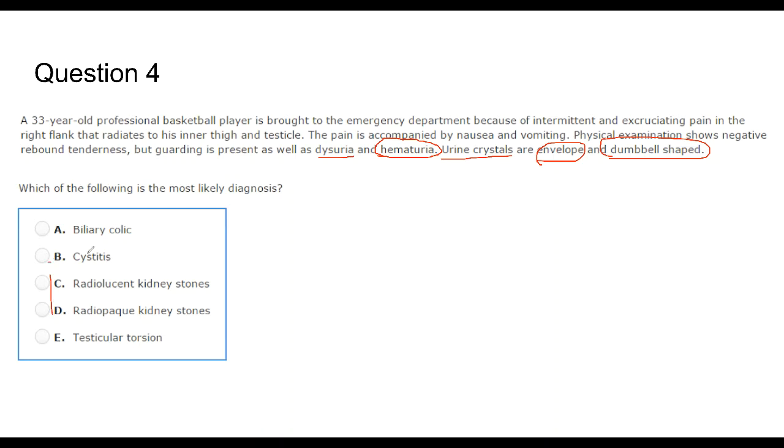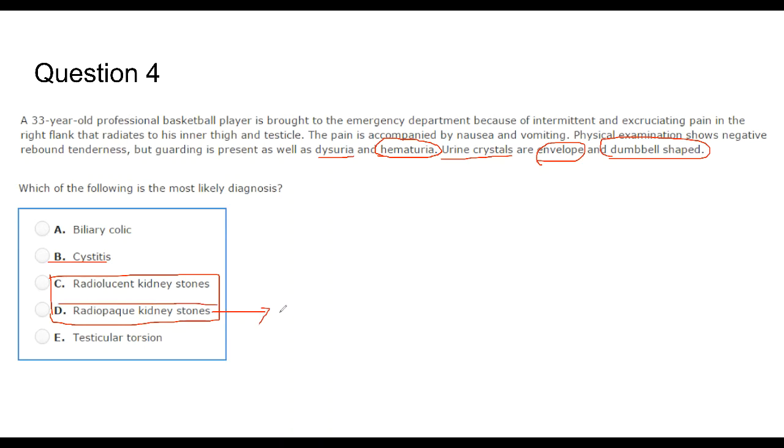All right, let's say in the test you come down to C and D, and you have no idea which one is which. You should pick the most common one. If you have no idea, always go for the most common one. D is more common. What is the most common stone?